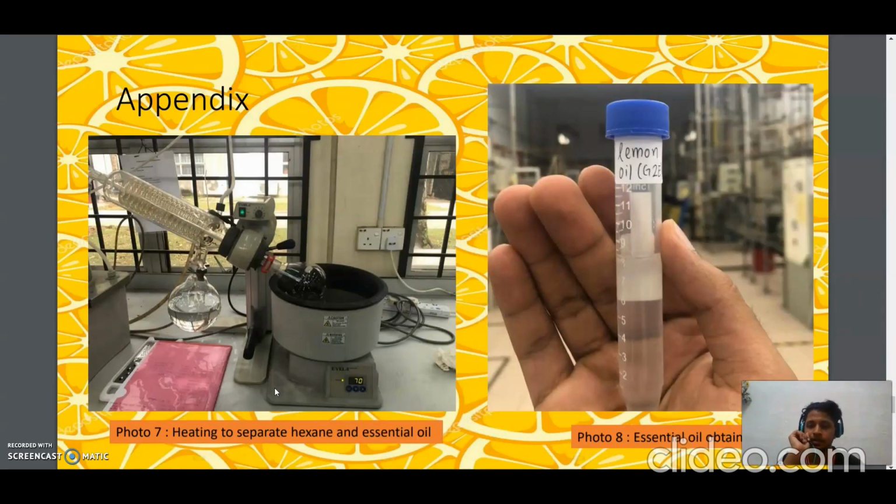Photo 7 shows heating to separate hexane and essential oil. For this process, we heat up the mixture which contains hexane and essential oil. We heat up until 70 degrees Celsius so that all the hexane has evaporated. Then we are left with the pure essential oil. The last picture shows the essential oil. This is the oil that we obtained, and it is 8.5 milliliters.